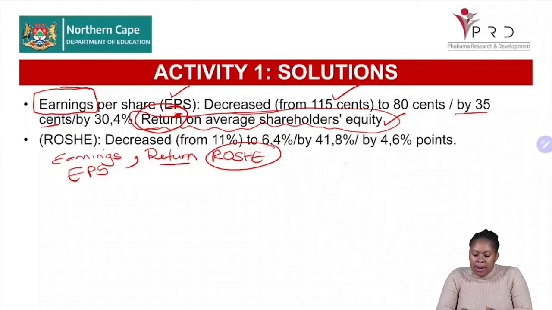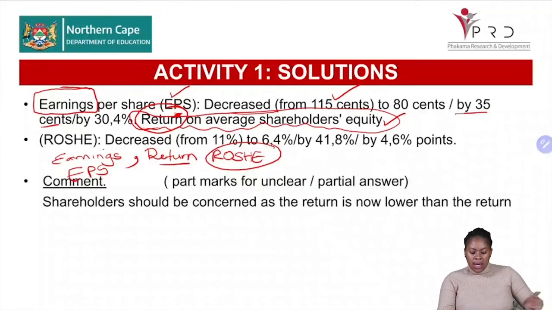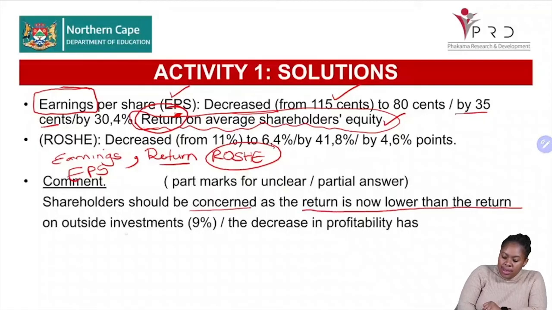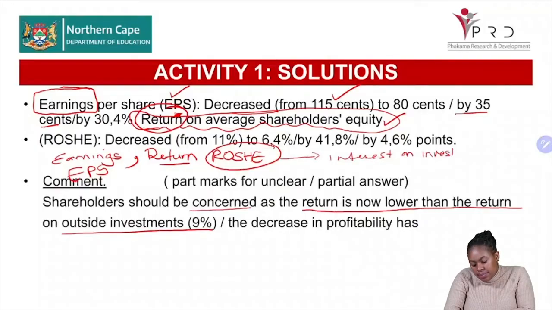All right. Now let us quickly comment then. The comment says the following. The shareholders should be concerned as the return is lower than the outside investments of 9%. So I did mention that we compare our ROSHA to our interest on investments.